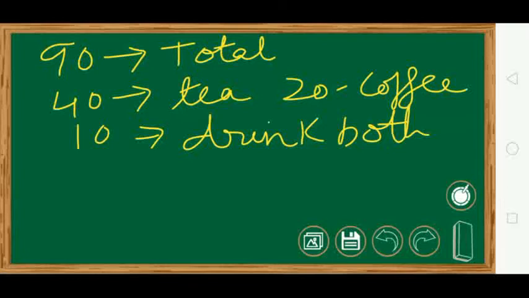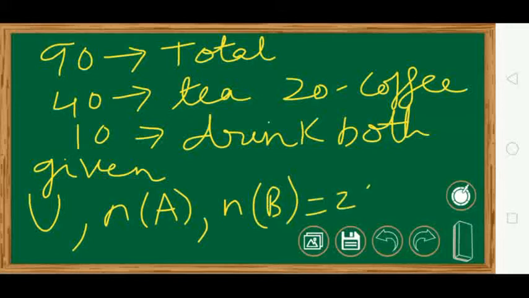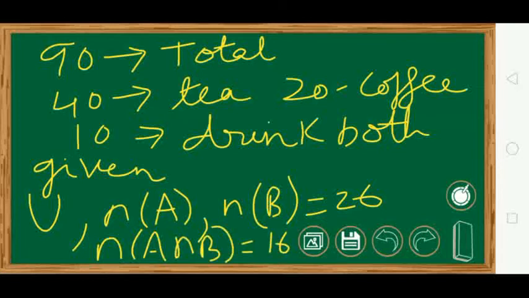See, 40 contains even those who are drinking coffee. Now what is given to you? Given is U, the universal set, that is 90. N of A is 40, N of B is 20, and N of A intersection B is given as 10. Can you find those drinking either, A union B, using the formula N of A plus N of B minus N of A intersection B?